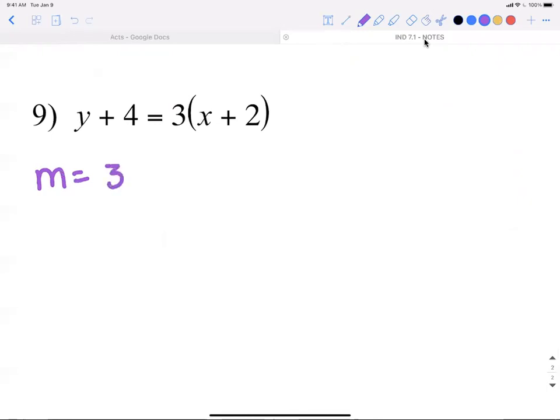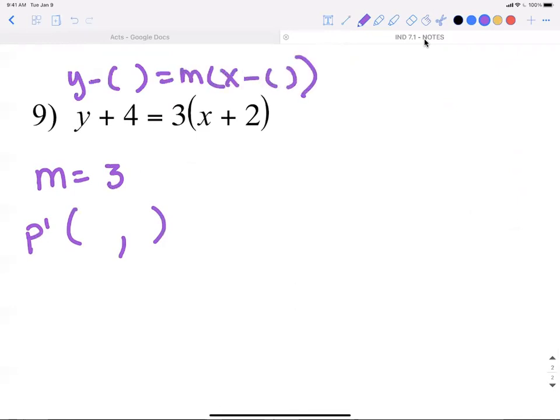Okay, now I'm going to be given a point. Remember that my formula is y minus a given y equals m times x minus a given x. For me to get +4, Zane, what would my given y have to be? Nope, because if I just stick a 4 in here, I would have y minus 4, -4.